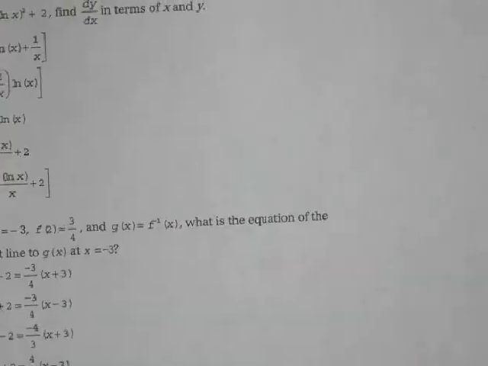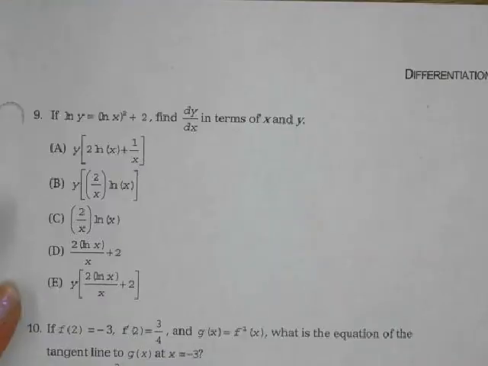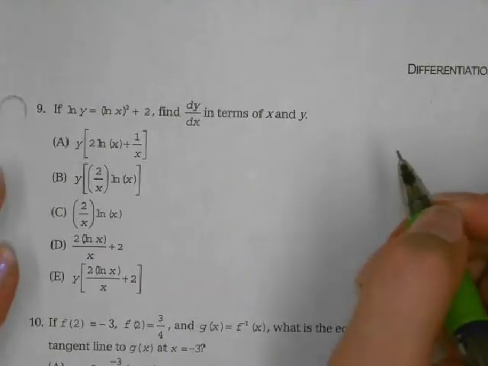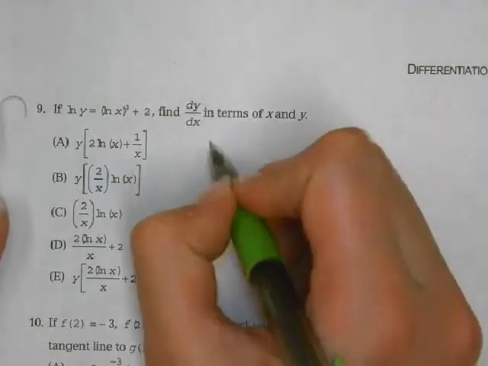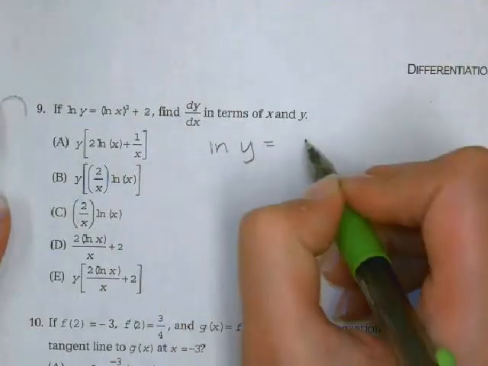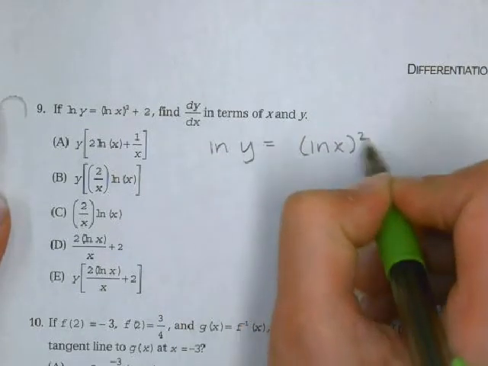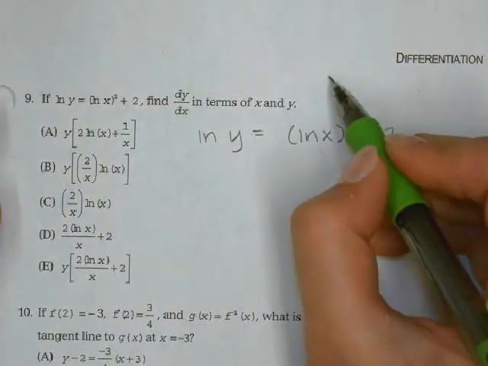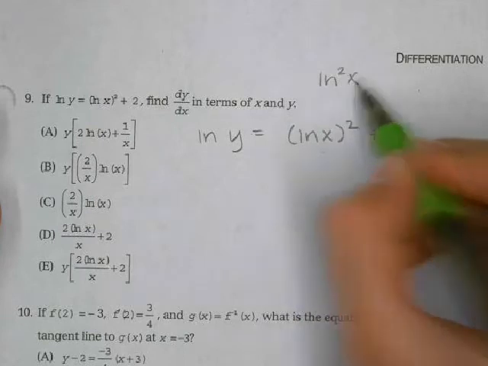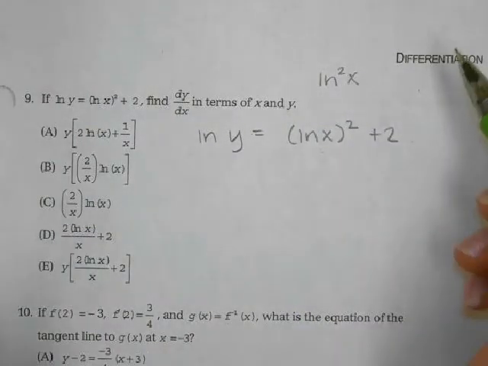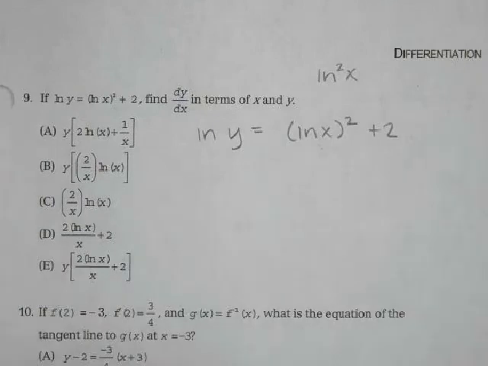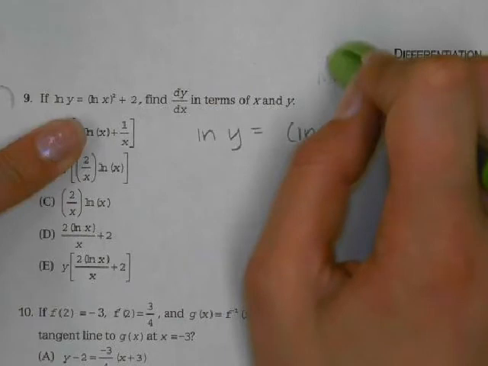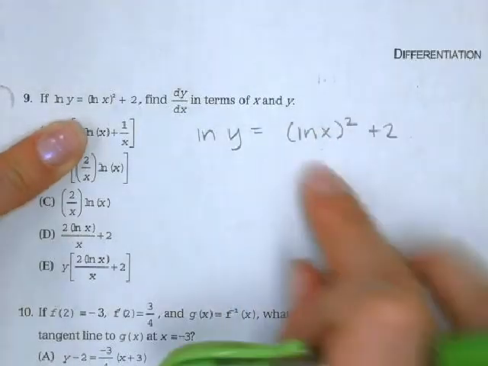All right. So here, number 9 says to find the derivative in terms of x and y. So ln y equals ln x squared plus 2. One thing to note, this ln x squared, I've seen people write it as ln squared x, kind of like sine squared x and cos squared x, so just watch out for that. I don't know if they'll use that notation, but I have seen it before. So just be aware that that's the same thing as this right here.